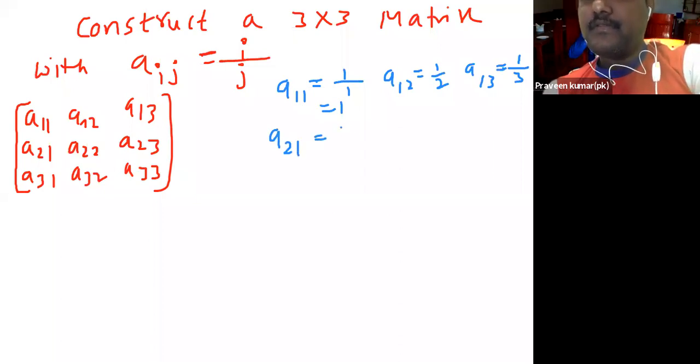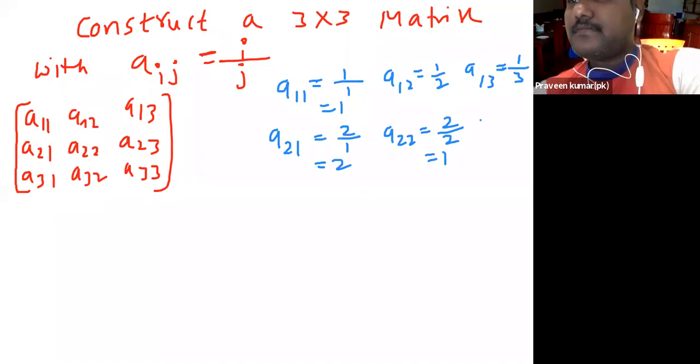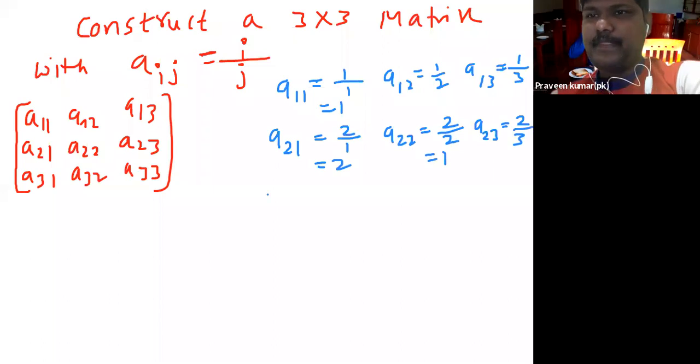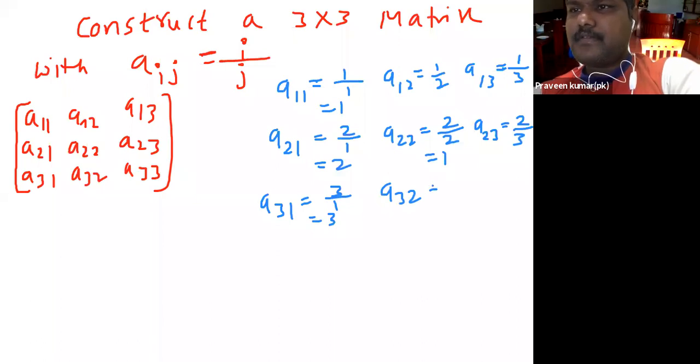A21, 2 divided by 1, 2 only. Correct? A22, 2 divided by 2 is 1. A23, 2 divided by 3. A31, 3 divided by 1, 3. A32, correct, 3 divided by 2. A33, 3 divided by 3 means 1.